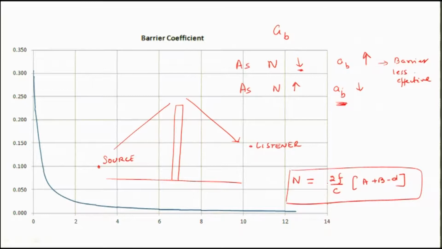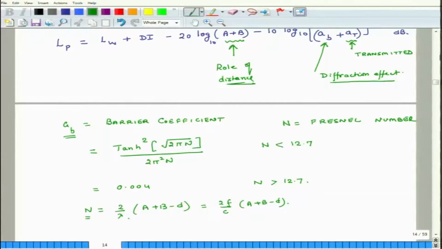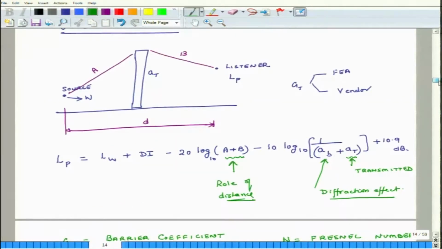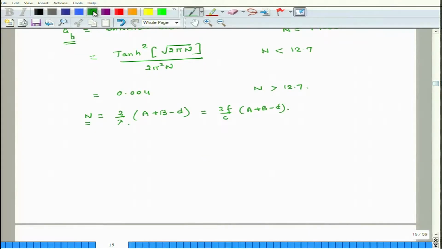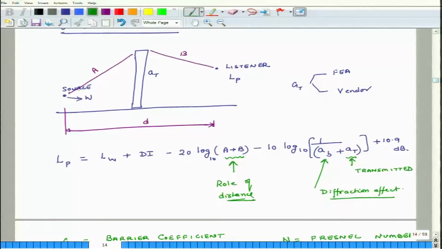So, I wanted to give you this physical understanding of what is implied by AB. The other thing is, look at this term A plus B minus D. This is the other term. A plus B minus D means the difference between the path if the sound goes like this, or if the sound goes straight away, right.